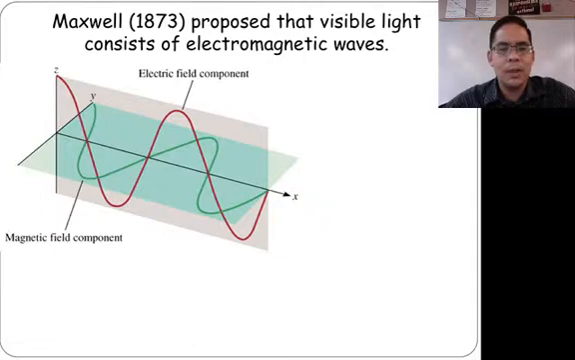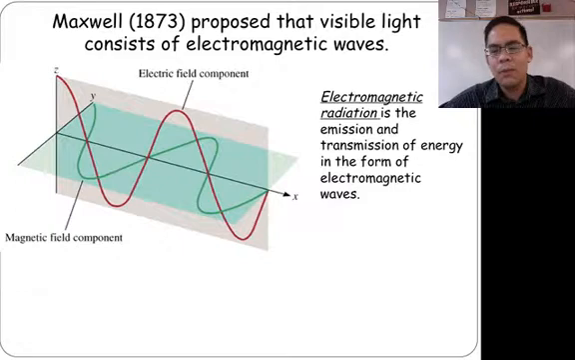And when we talk about what electromagnetic radiation looks like, it turns out there are two perpendicular components to it: a magnetic field component and an electric field component. For the most part, that's a physics topic, so we won't cover it in this class, but it's good to know there's a perpendicularity to it, and that's why you can have polarizing films for your sunglasses and things like that. So for the most part, just know that electromagnetic radiation is the emission and transmission of energy in the form of electromagnetic waves. Okay?